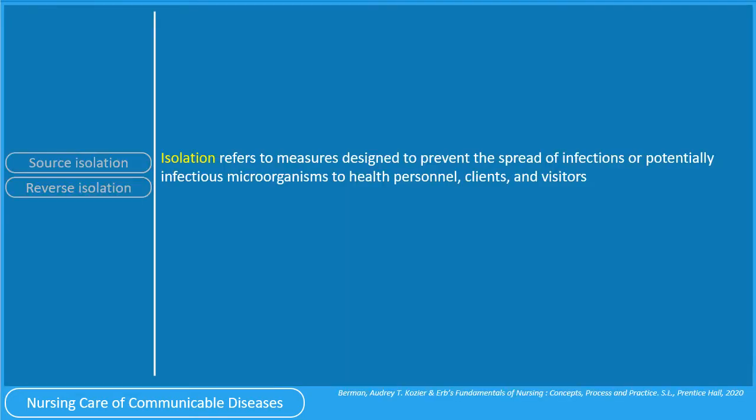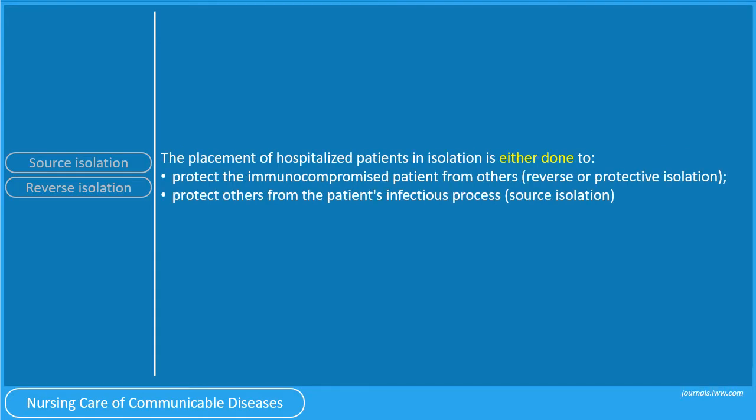Isolation refers to measures designed to prevent the spread of infections or potentially infectious microorganisms to health personnel, clients, and visitors. The placement of hospitalized patients in isolation is either done to 1. Protect the immunocompromised patient from others, known as the reverse or protective isolation, or 2. Protect others from the patient's infectious status, known as the source isolation.